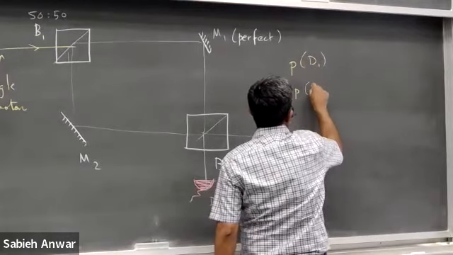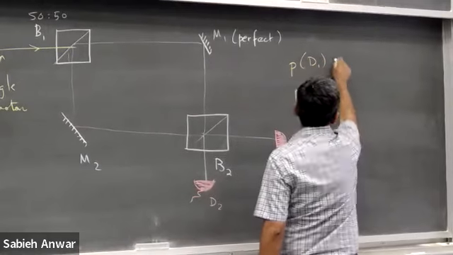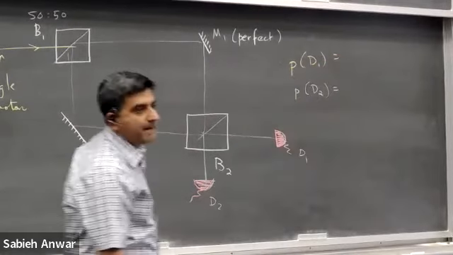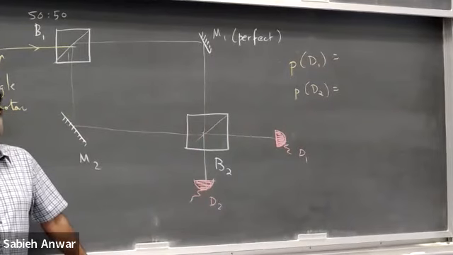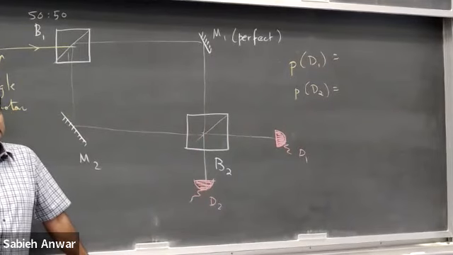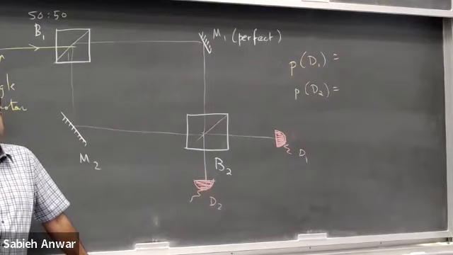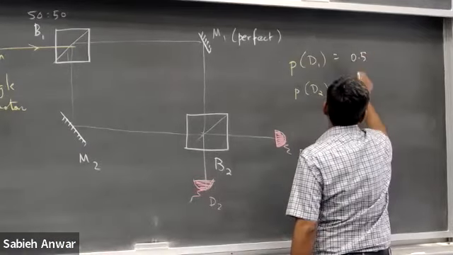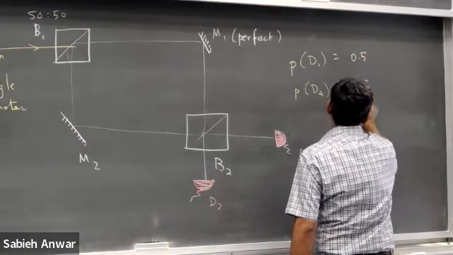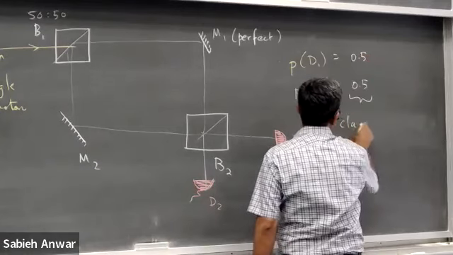And what's the probability that D2 clicks? Both of them are identical beam splitters. Should be 0.5, 0.5. This is our classical prediction.